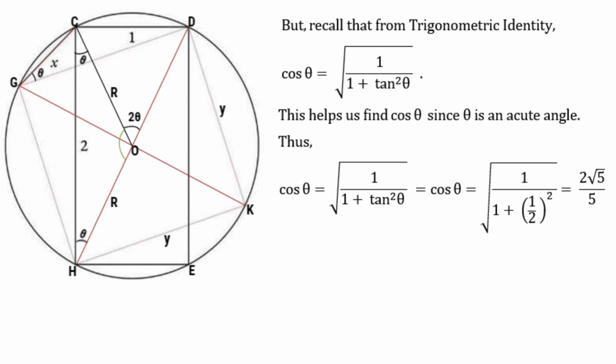But recall that from trigonometric identity, cosine theta equals the square root of 1 divided by the sum of 1 and the square of tan theta. This helps us find cosine theta. Since theta is an acute angle, substitute values to give that cosine theta equals 2 times the square root of 5 divided by 5 after simplification.